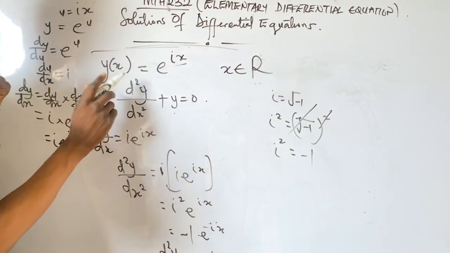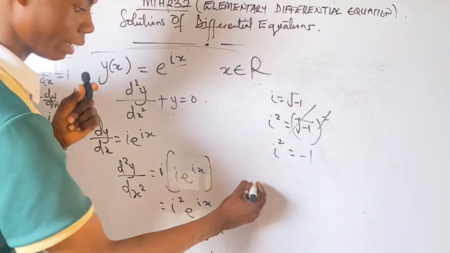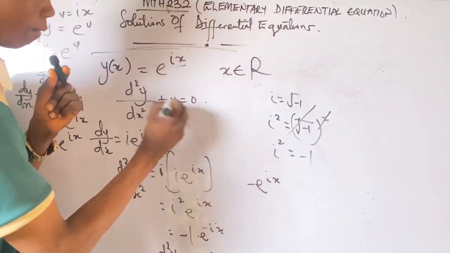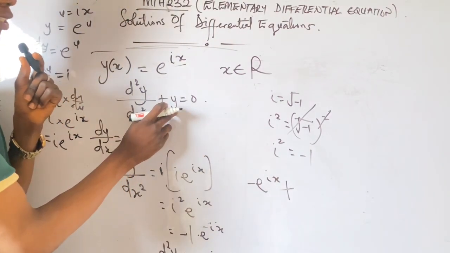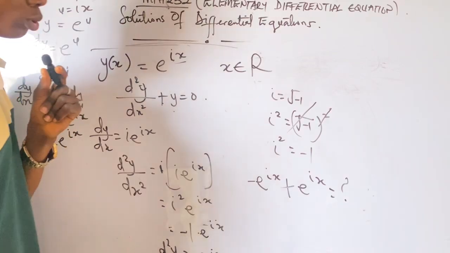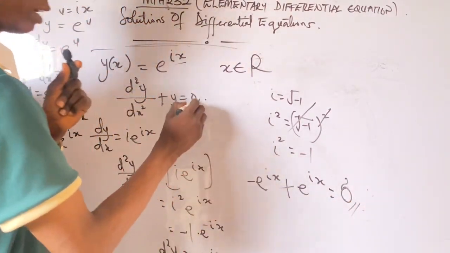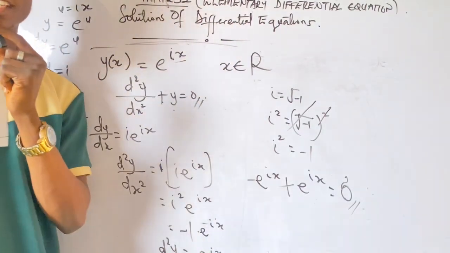So let us confirm if that really obeys this. They said d²y/dx², which is minus e^(ix), plus y. What is y? e^(ix). What is it equal to? Minus e^(ix) plus e^(ix) is equal to what? 0. Hence, it satisfies the equation.